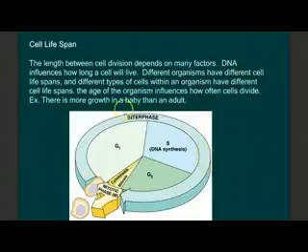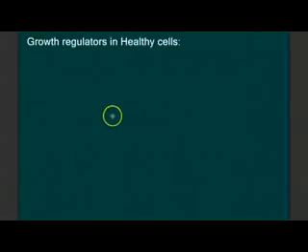Basically, this is the lifespan of a cell, the time that it spends doing its job in between divisions. And this cell lifespan can be influenced in terms of its length by maybe the type of organism that it's in, the type of cell within that organism, or even the age of that organism. So let's look at some of the factors that regulate cell growth in healthy cells.